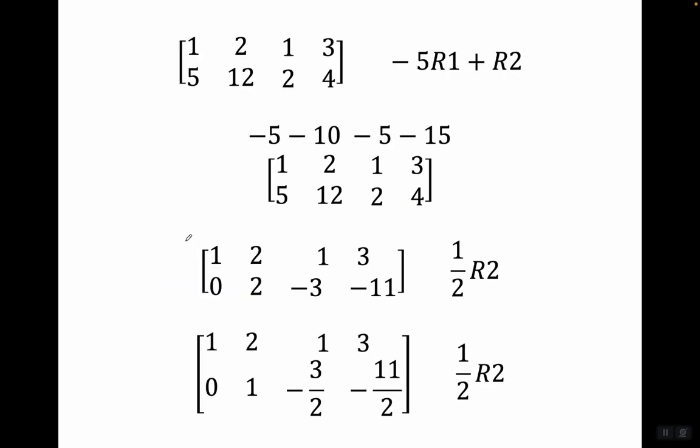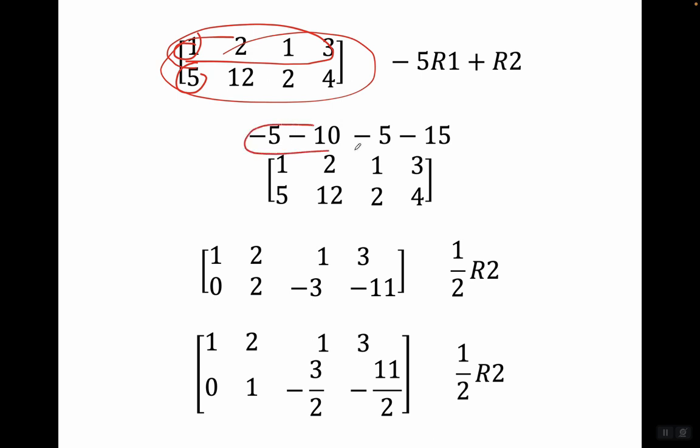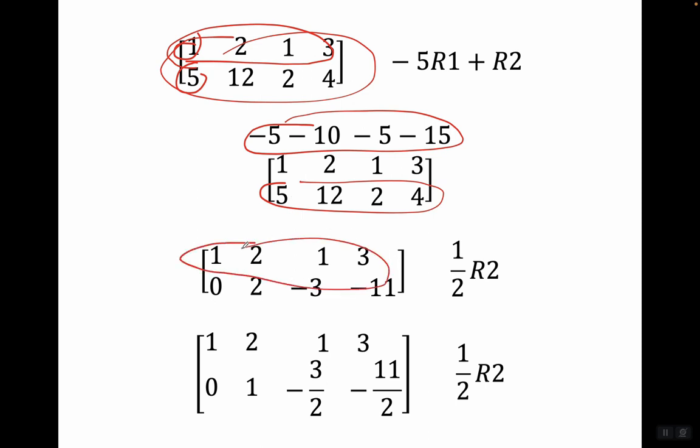So this is our matrix: 1, 2, 1, 3, 5, 12, 2, 4. Elementary row operations: first we're going to use this 1 to kill off this 5. So negative 5 times row 1 added to row 2. Here's negative 5 times row 1, add that to row 2, and here's what we end up with. The first row is still the same, 1, 2, 1, 3. The second row, after you add negative 5, negative 10, negative 5, negative 15 to it, becomes 0, 2, negative 3, negative 11. Looks good, except I don't like this 2 here.